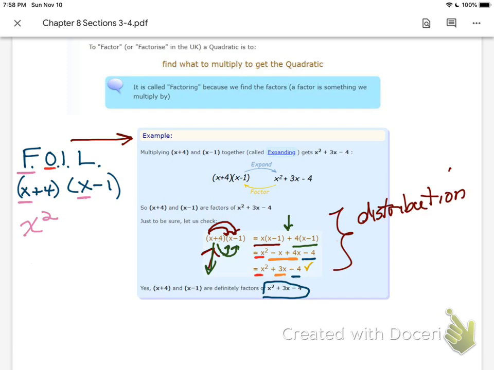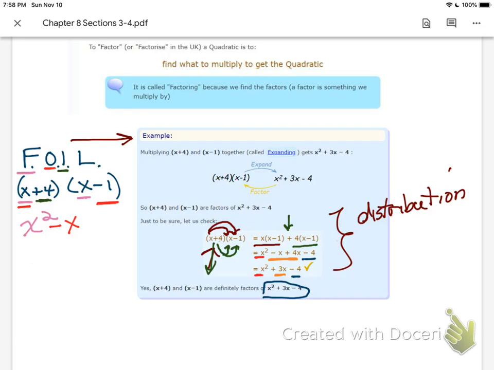Okay, the outer is the x times the -1. Notice that the sign comes along with it. So an x times a -1 gives me a -x. Next, we're going to do the inners. Both have signs attached to them.